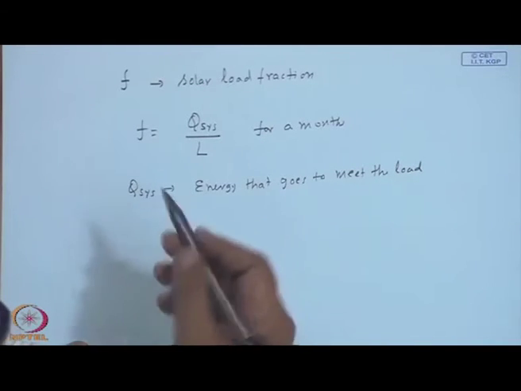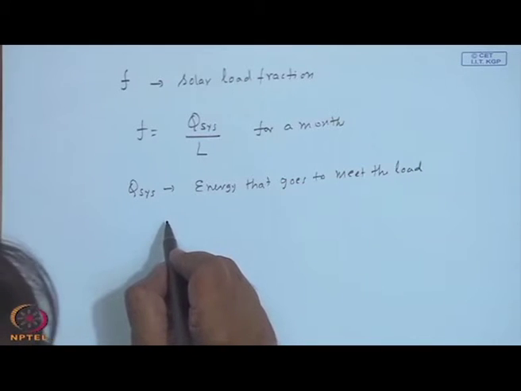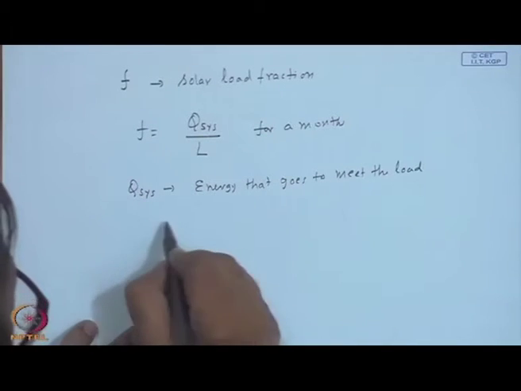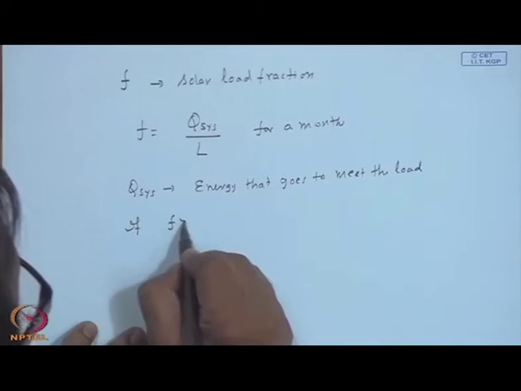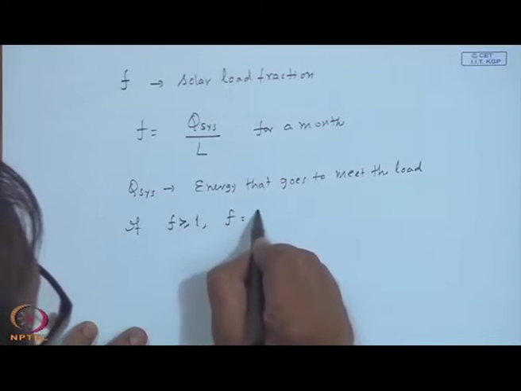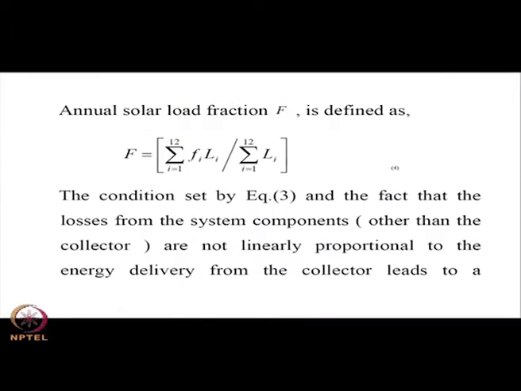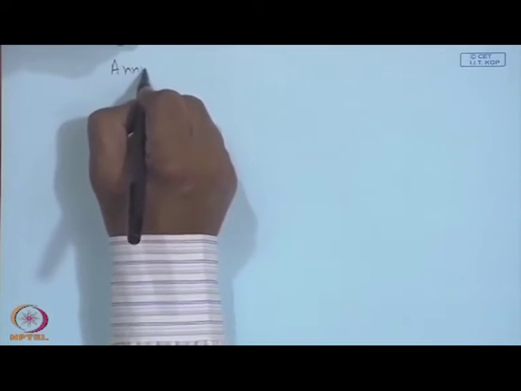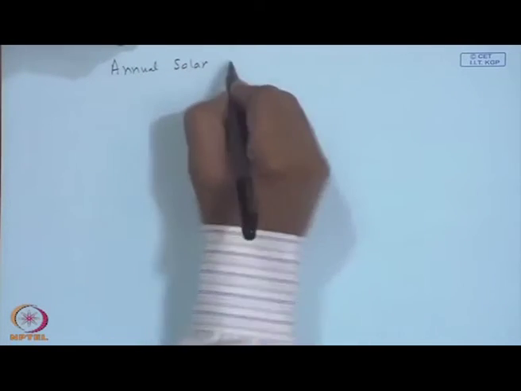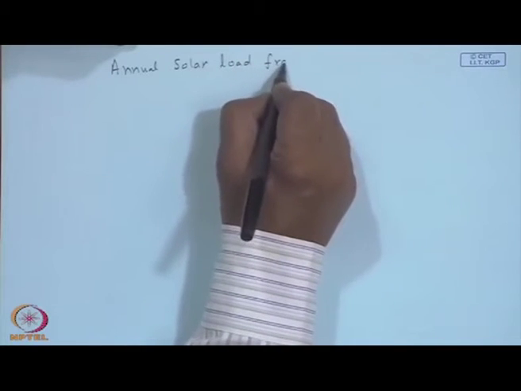I can even put a condition: earlier if you write Q system is equal to L minus Q col superscript plus, it takes care of this, or else if F is greater than or equal to 1, set F equal to 1. That means, the solar load fraction cannot be more than 1, even if the collector is capable of supplying higher than the load required. So, if that is for a month, I can define the annual solar load fraction.